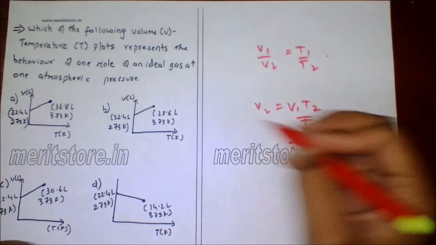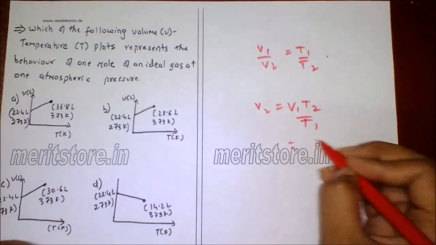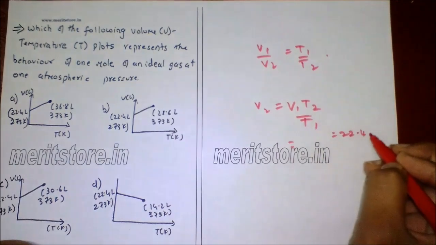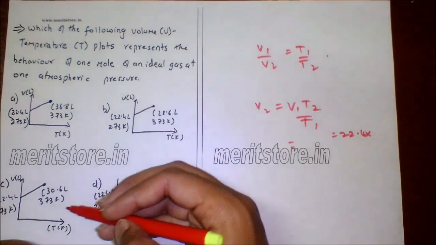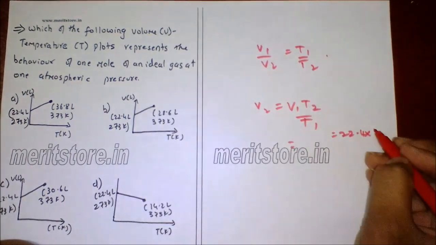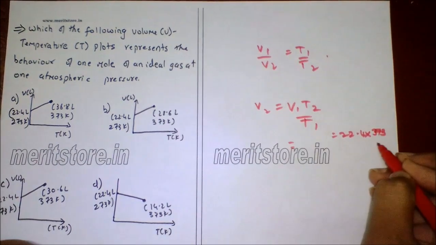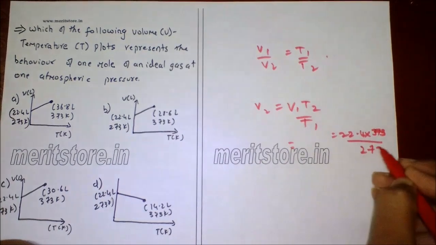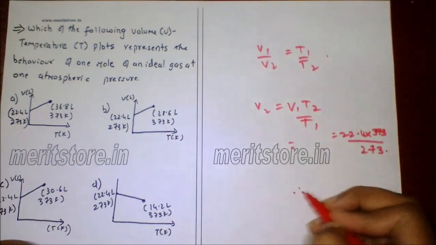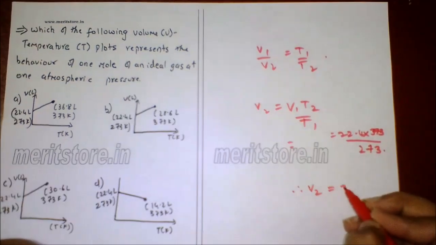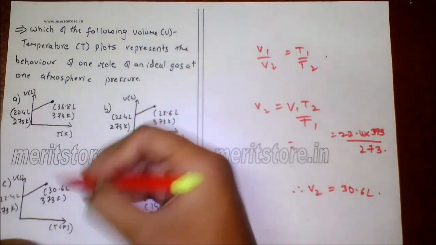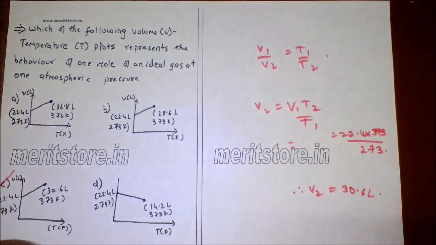Substituting the values, V1 be 22.4 L into temperature T2 is 373 and T1 be 273 Kelvin. Therefore V2 is equal to 30.6 liter. So option C is the correct answer.